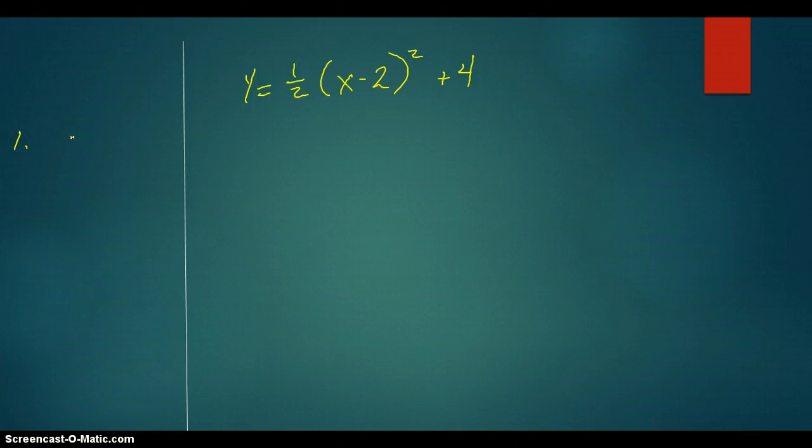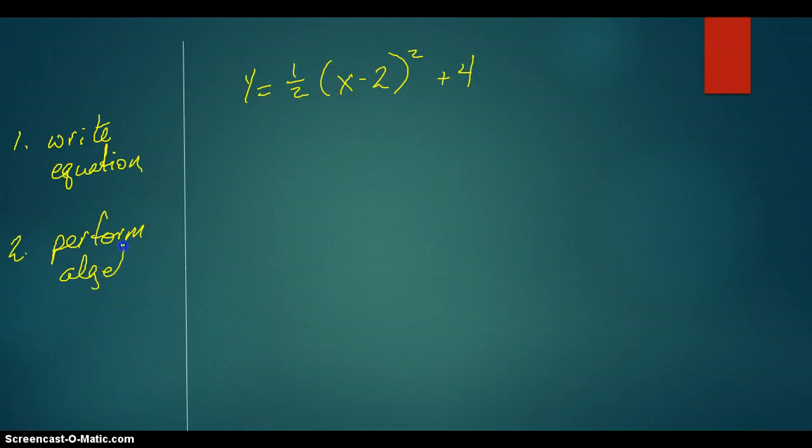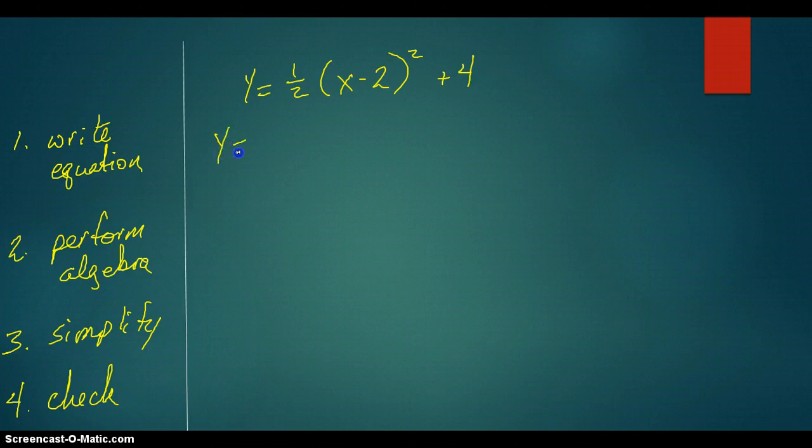The steps: you need to write that equation on your paper. You write your equation. You perform the algebraic steps. And then you simplify. And of course, you can always check your work in your calculator. You can put the one you're given in y1 and the one you come up with in y2 and make sure their tables are the same. So let's write this in expanded form.